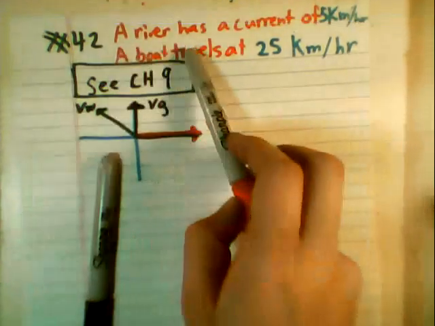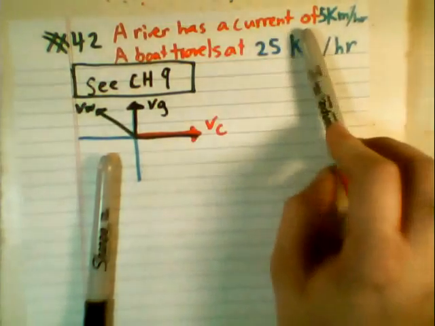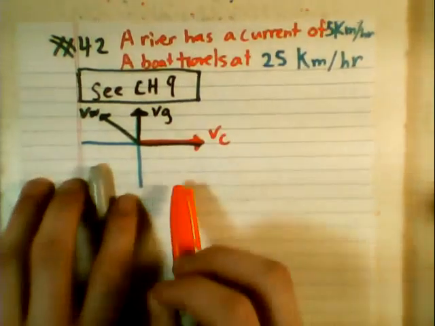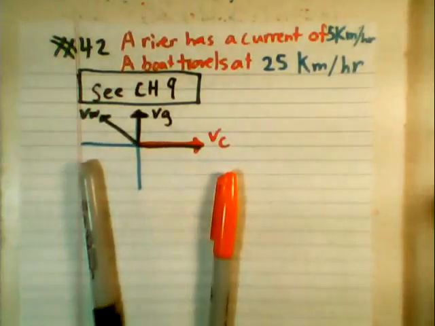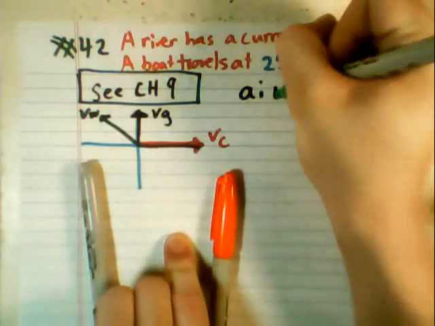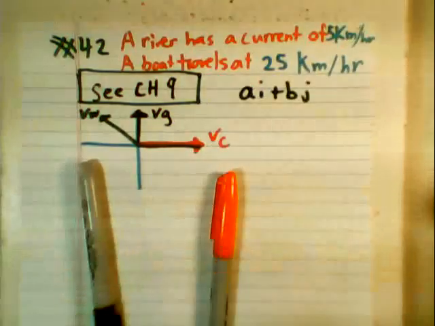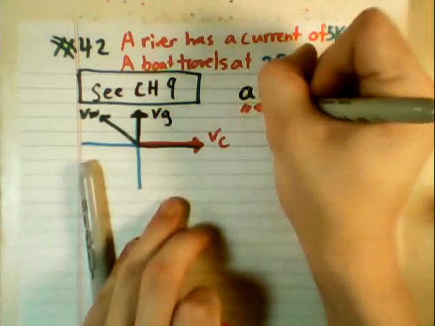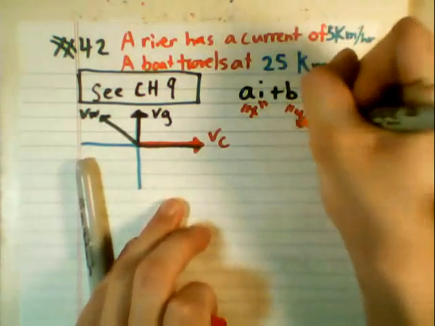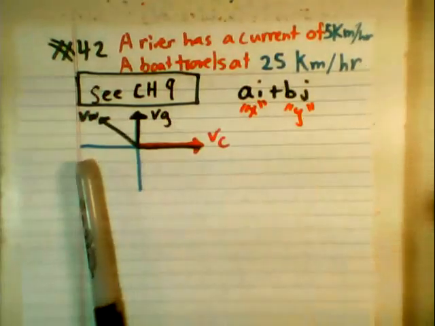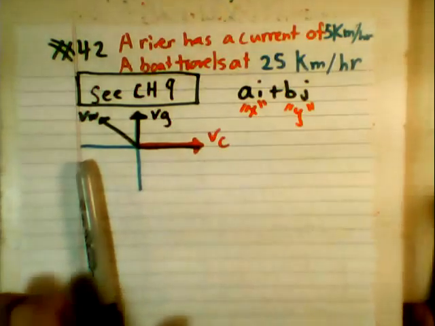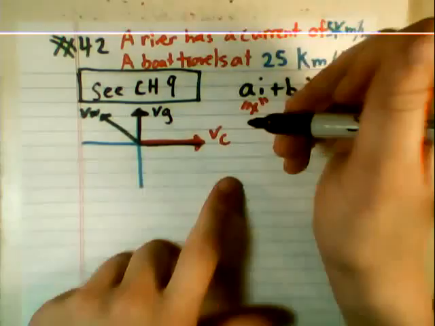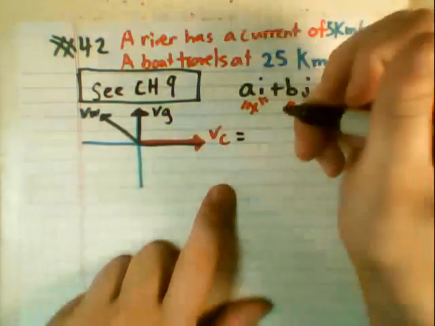So we're told that the river has a constant current of 5 kilometers an hour. Since this is the river, and it's only traveling on the x-axis, it's not going to have a y component. If you remember, Ai plus Bj, your A is your x component, and your B is your y component. So it will not have a y component, but it will have an i component. So the equation for VC is 5i.